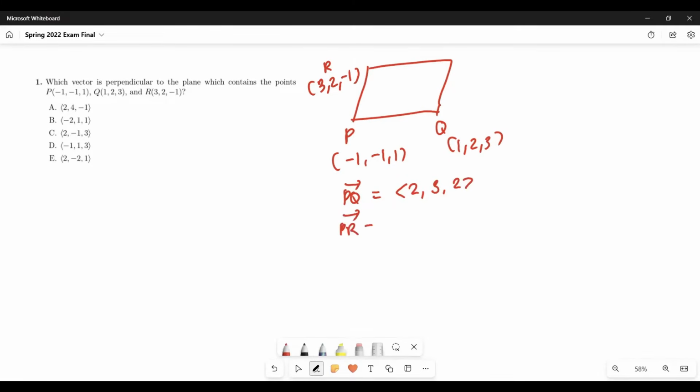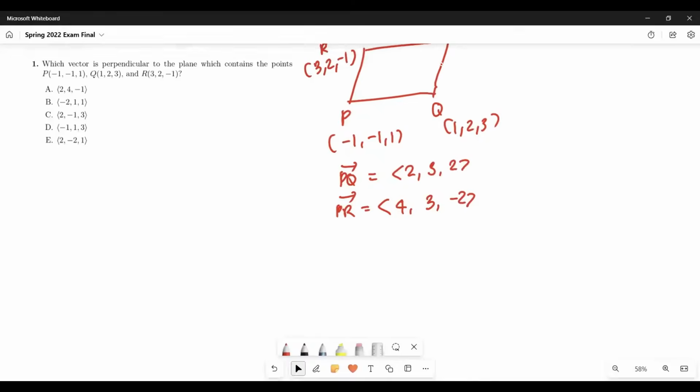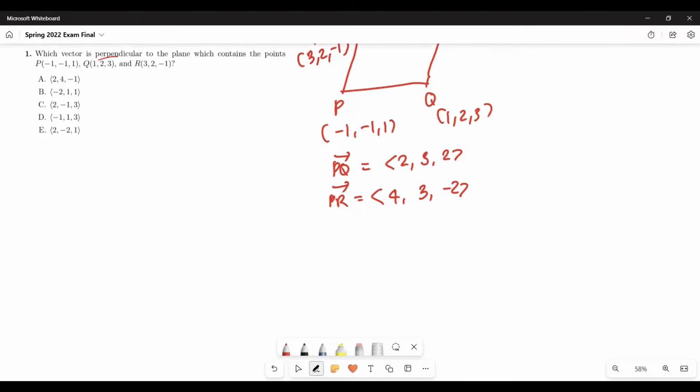PR is going to be (4, 3, -2). Okay. And you wonder how to find the vector PQ. It's basically subtracting the start point from the endpoint, and we know the endpoint is Q because it's going from P to Q. So we have that, and it's asking for perpendicular to the plane, so it's asking to find the cross product.